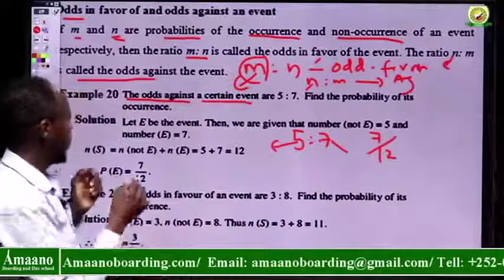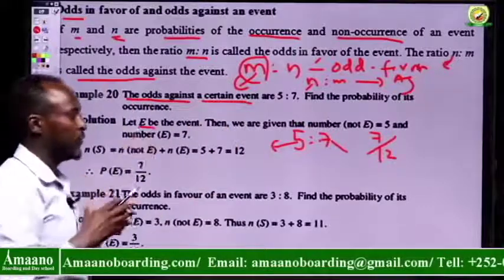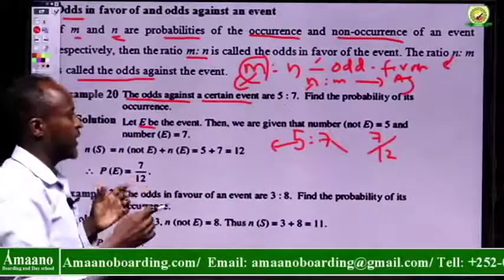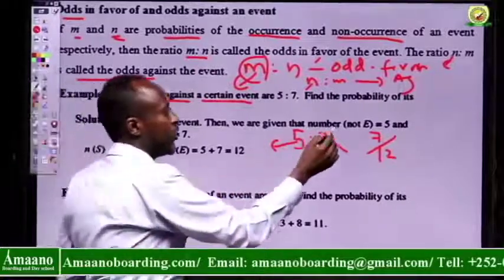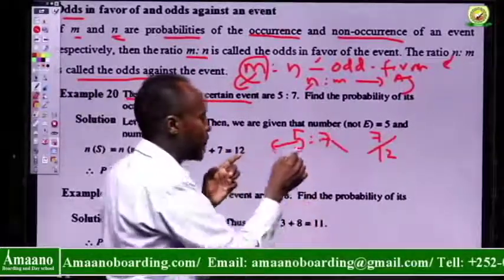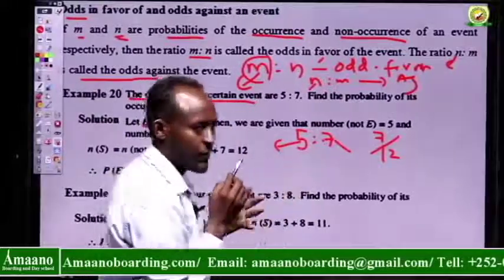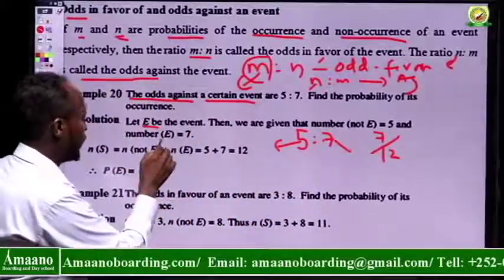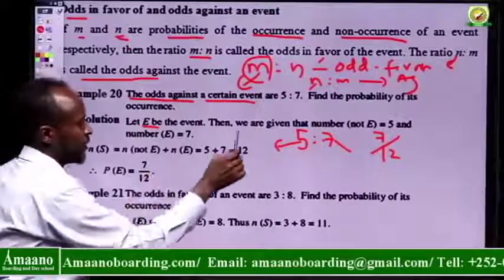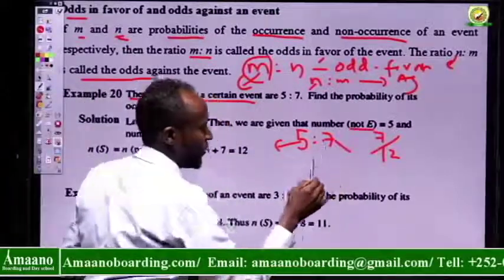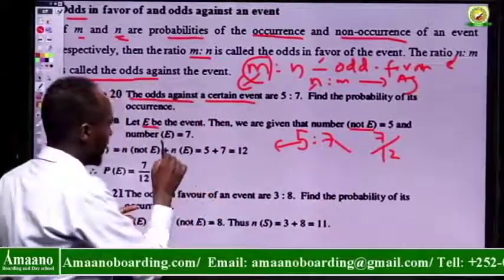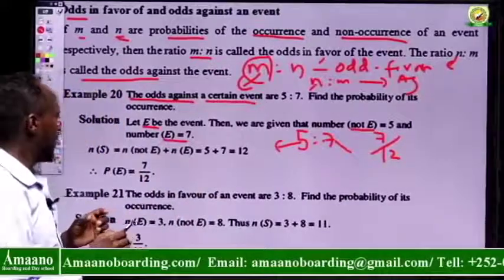Let us explain the solution. If we call E the required event, then we are given the number of not E. Not E is 5, and for E we have 7. The number of E's is 7, and the number of not E is 5. It cannot occur 5 times, and it can occur 7 times.